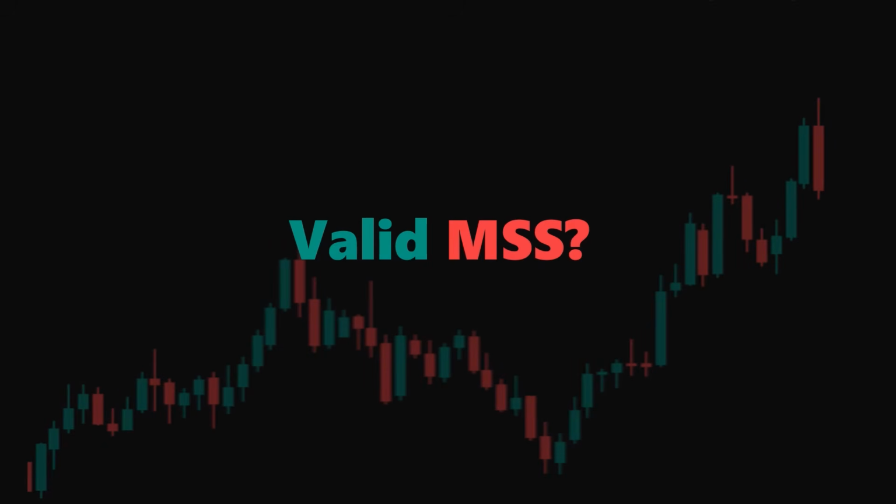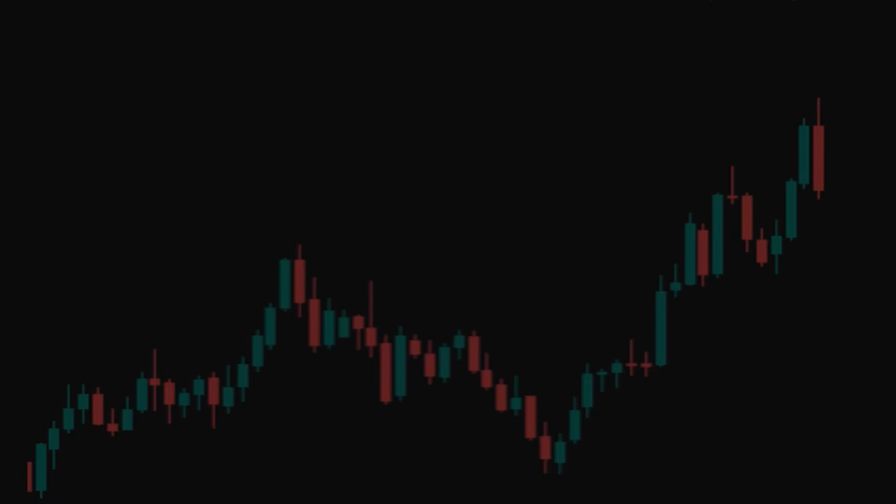Now that we're familiar with the concept of market structure shift, we need to understand that not every MSS is valid or tradable. We see many fake MSS setups on the chart every day. So, in order to identify which MSS is valid, there are a few key rules and conditions we need to follow. Number 1. FVG confirms the shift.